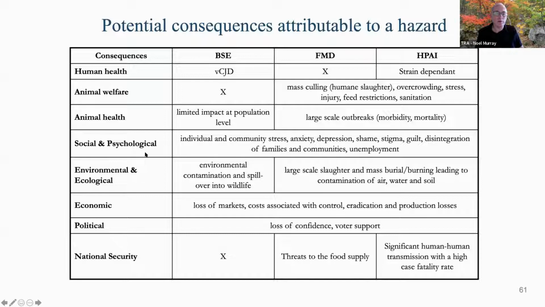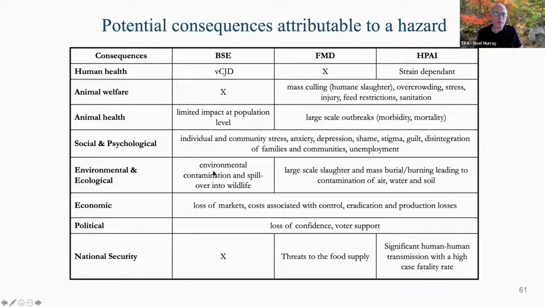Perhaps we need to consider social and psychological impacts. We've already indicated that individual community stress may be important. Things like anxieties, depression, maybe shame or stigma of families and communities, and perhaps leading to significant unemployment if there are actually collapses of a particular industry. It can really be quite disruptive to a society.